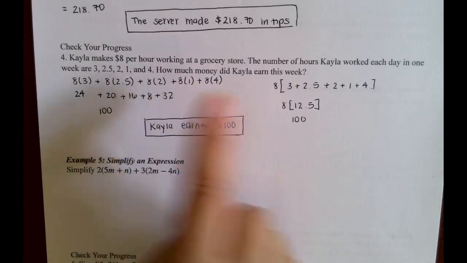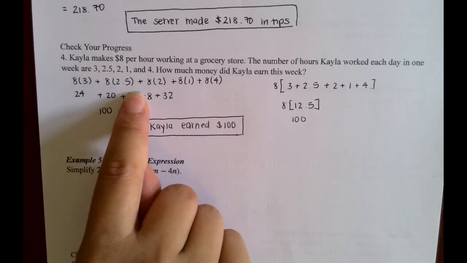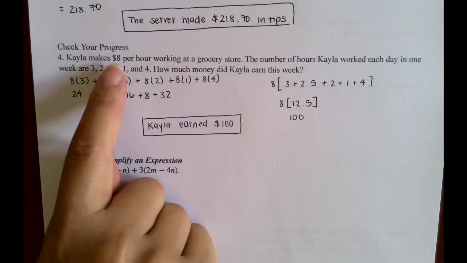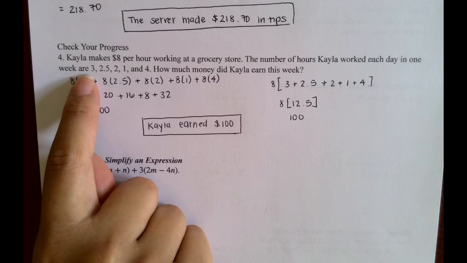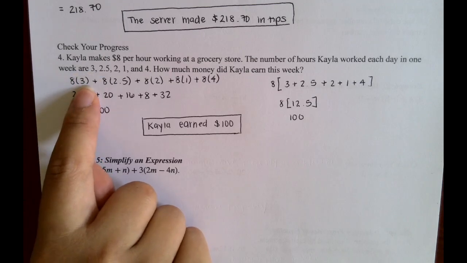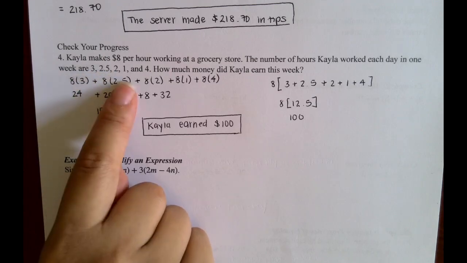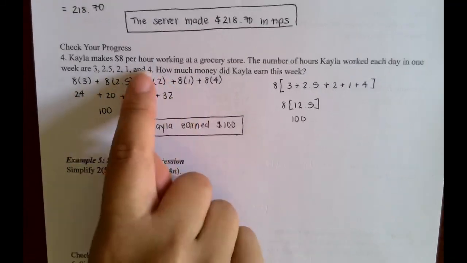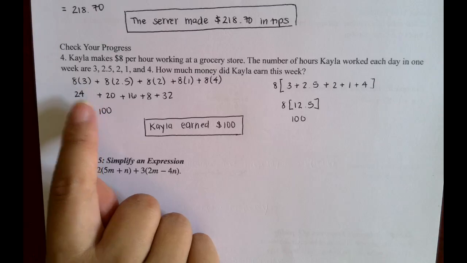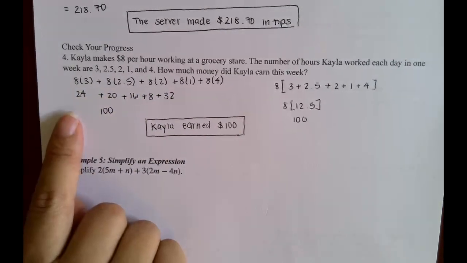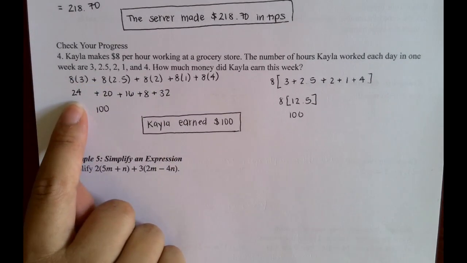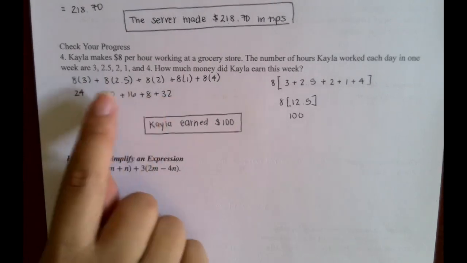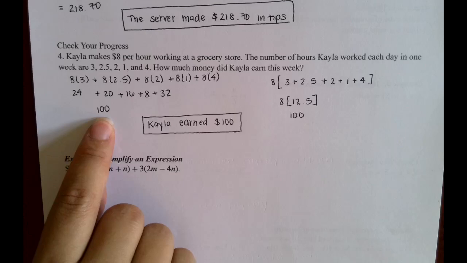Okay, so I did it in 2 ways. This is method 1 from the book. This was method 2. Right? So this method 1 is it takes each hour and multiplies it by 8. Right? So 8 times the 3 hours plus 8 times the 2.5 hours plus 8 times the 2 hours plus 8 times the 1 hour plus 8 times the 4 hours. That's how much we know that she'll make each day. Right? Then, after I multiplied it, I got 24, 20, 16, 8, and 32. I added it all together, and then I got 100.